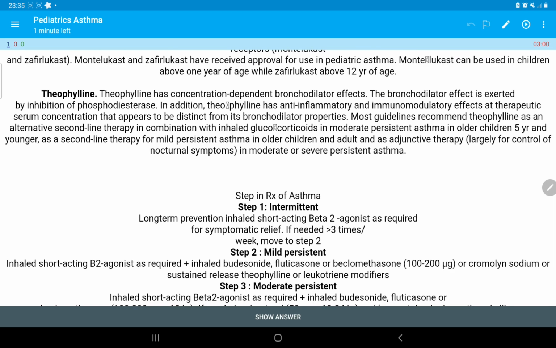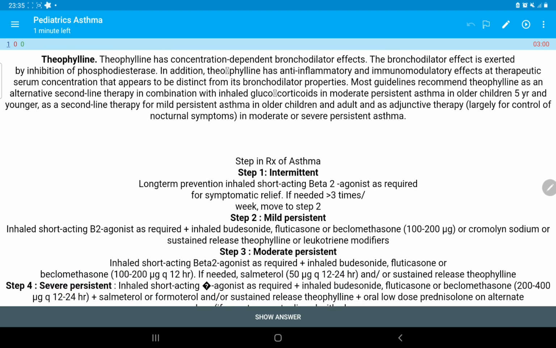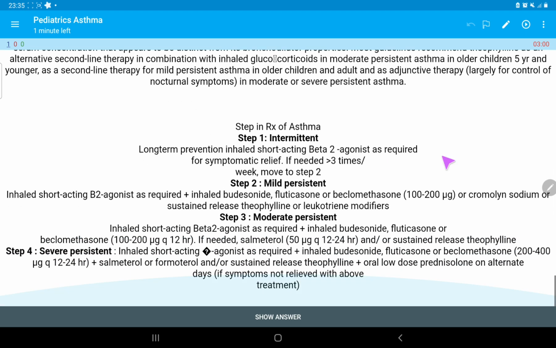In a stepwise manner, we can grade bronchial asthma as intermittent, mild persistent, moderate persistent and severe persistent on the basis of PEFR, FEV1 and symptoms. So we will be treating accordingly. Step 1, we can give long-term prevention with inhaled short-acting beta 2 agonist as required for symptomatic relief. If needed more than 3 times a week, move to step 2. That is intermittent; in intermittent, we can give short-acting beta 2 agonist.